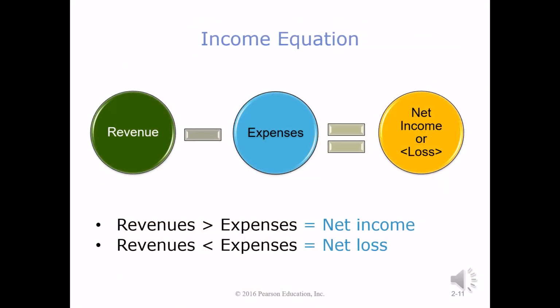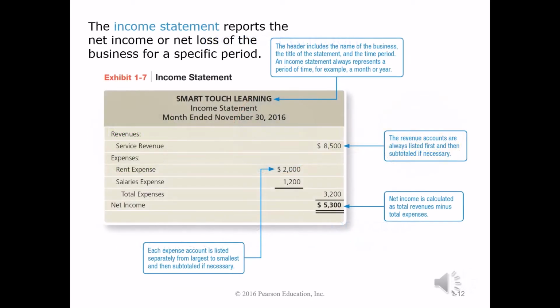The income equation is an important foundation to one of the financial statements, the income statement or the profit and loss statement. The income equation says that revenue minus expenses equals net income or loss, also called net profit. When the revenues are greater than expenses, we call it a net income. And when the revenues are less than expenses, we call it a net loss. The income statement reports the profit or loss for a company for a period of time, such as a month, a quarter, a year, or even a week.